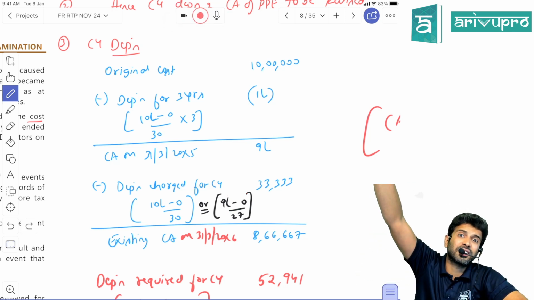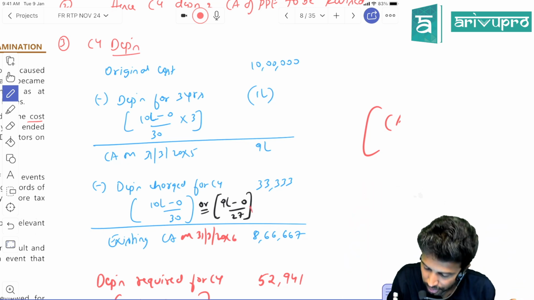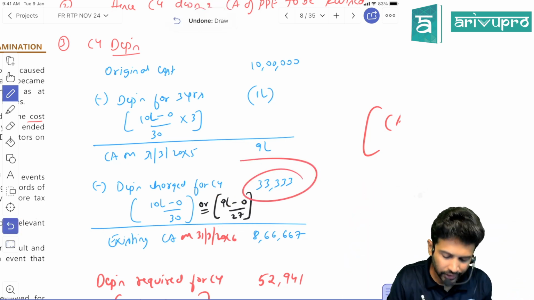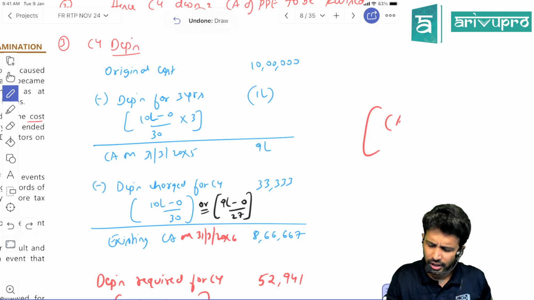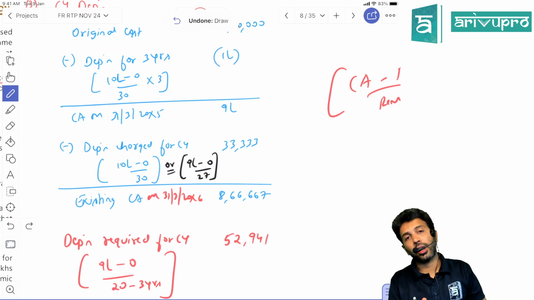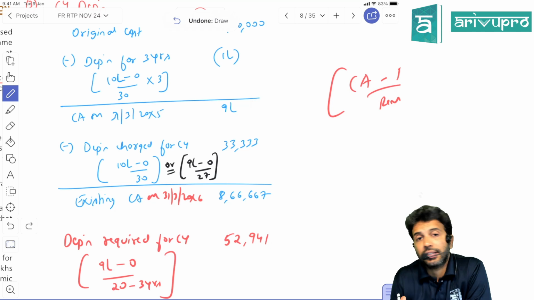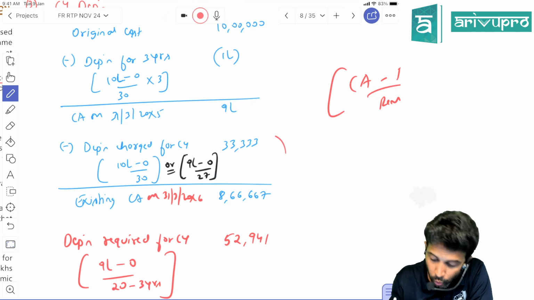So 30 years you bought. 3 years have already passed. So remaining life is 27 years. If you calculate, you will get 33,333. Same. Correct. This they have already charged. So what is the carrying amount as per the accountant? 8,66,667. This is what they have done.